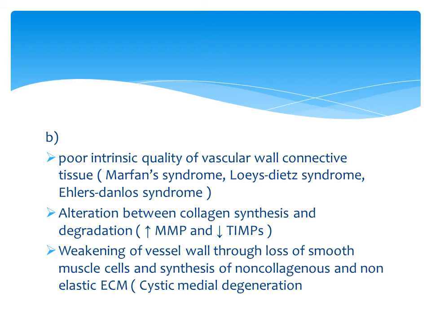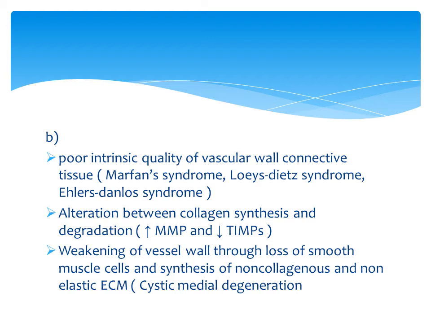The etiology is that there are 3 types of causes that weaken the vessel wall. The 3 etiologies are the poor intrinsic quality of vascular wall connective tissue, which could be Marfan syndrome, Loeys-Dietz syndrome, and Ehlers-Danlos syndrome. You can also write shortly about Marfan syndrome, in which there is defective synthesis of the scaffolding protein fibrillin. In Loeys-Dietz syndrome there is a mutation in transforming growth factor beta, and in Ehlers-Danlos syndrome there is defective collagen 3 synthesis.